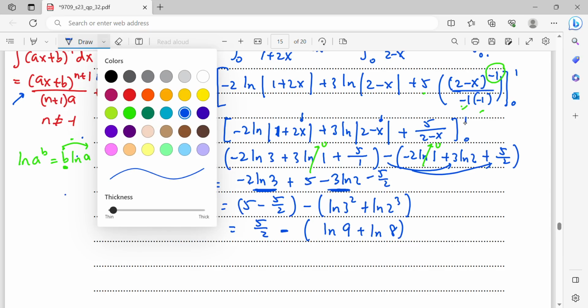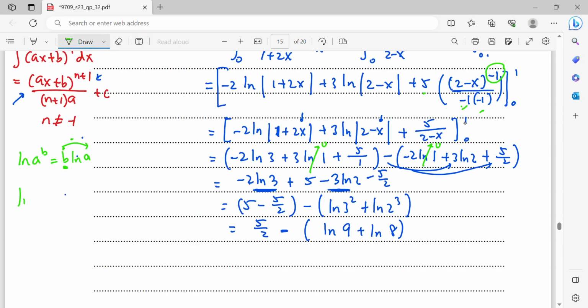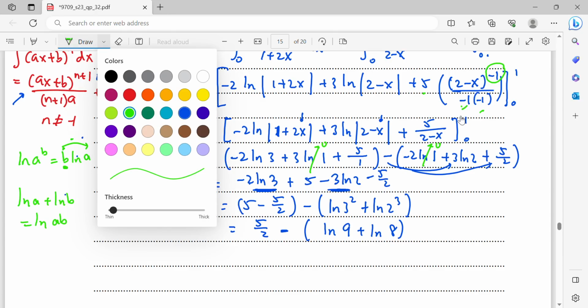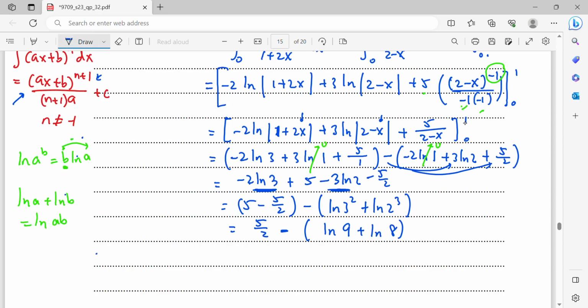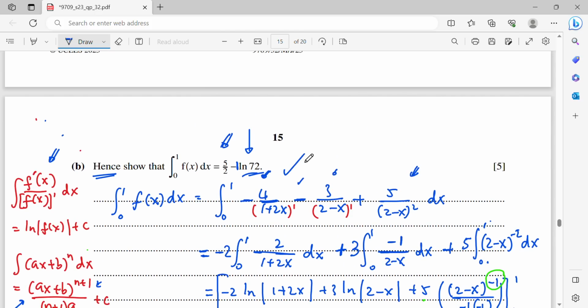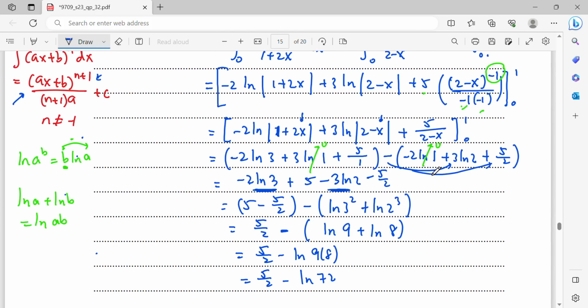So then we need to combine 2 ln to be 1 ln. Ln A plus ln B is the same as ln A times B. So now I will get equals to 5 over 2 minus ln 9 times 8, which is 5 over 2 minus ln 72. Okay, so this is how I show the exact value for the solution.